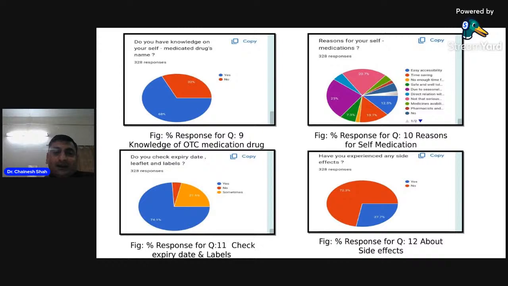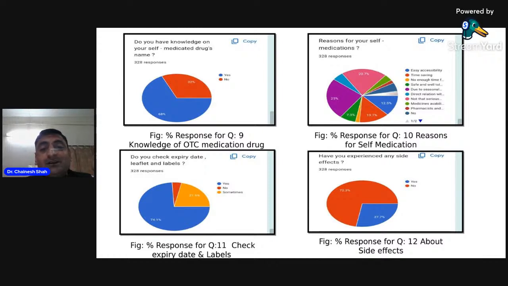So next, our survey question was on knowledge of OTC product. That was self medication. Now knowledge of OTC product. All told yes. As for self medication, they know yes.